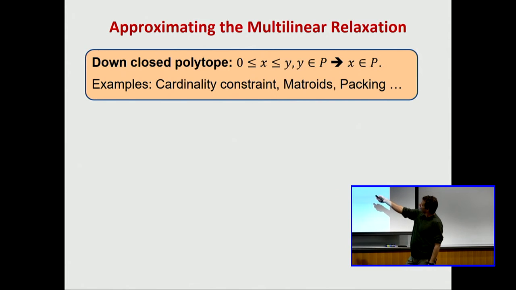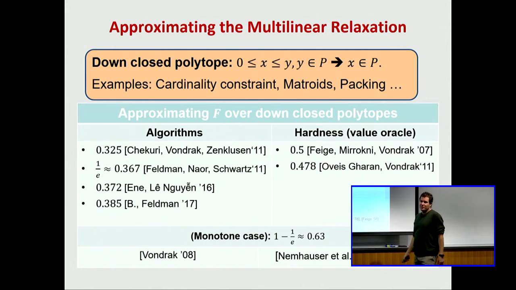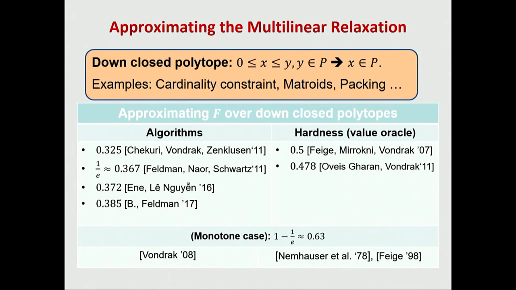So we have maybe the matroid polytope, but you can actually assume that it is just a down-closed polytope. A down-closed polytope is just a polytope where if y is in the polytope and x is less than y coordinate-wise, then x is also in the polytope. And this captures all the constraints that we've seen so far: matroid constraints, partition matroid, cardinality constraints, everything. And then you ask, how well can you solve the multilinear extension on these down-closed polytopes?